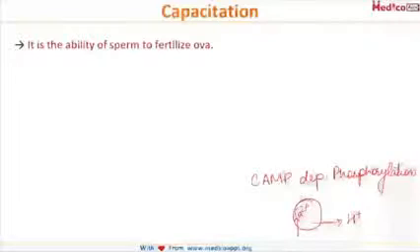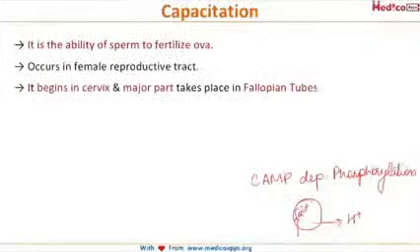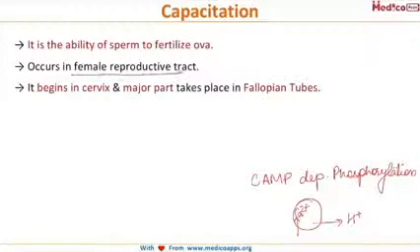So the process which makes these sperms capable of fertilizing the ova is called capacitation. And where does it occur? It occurs in the female reproductive tract. Begins in the cervix and the major part takes place in the fallopian tubes. So majorly capacitation occurs in the fallopian tubes.